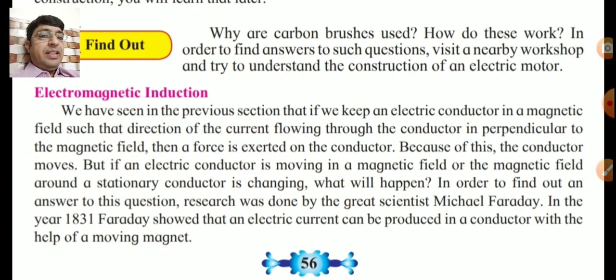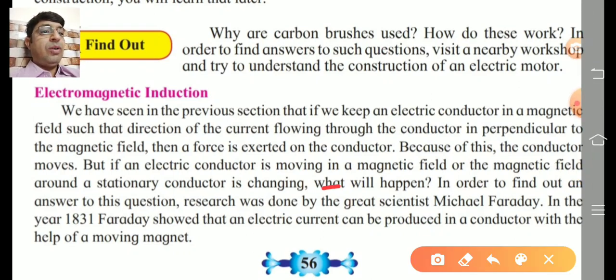We have seen in the previous section that if we keep an electric conductor in a magnetic field such that the direction of the current flowing through the conductor is perpendicular to the magnetic field, then a force is exerted on the conductor. Because of this, the conductor moves. But if an electric conductor is moving in a magnetic field, or the magnetic field around a stationary conductor is changing, then what will happen?